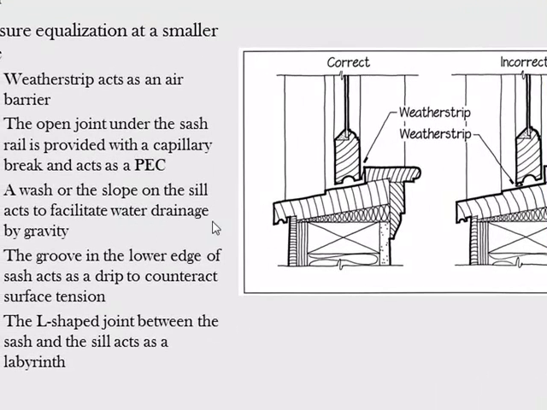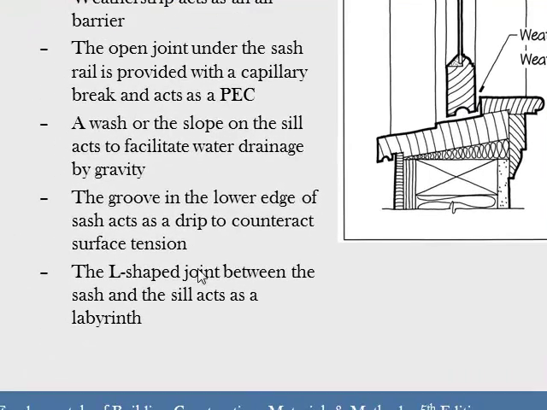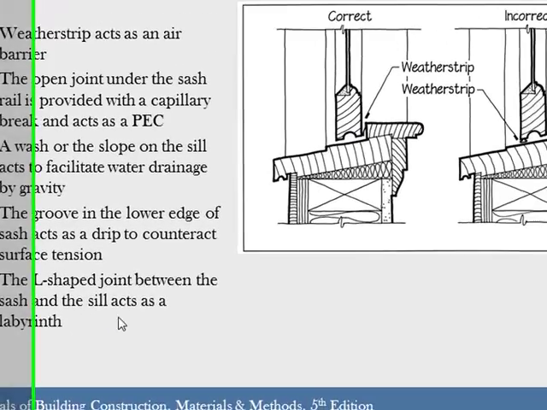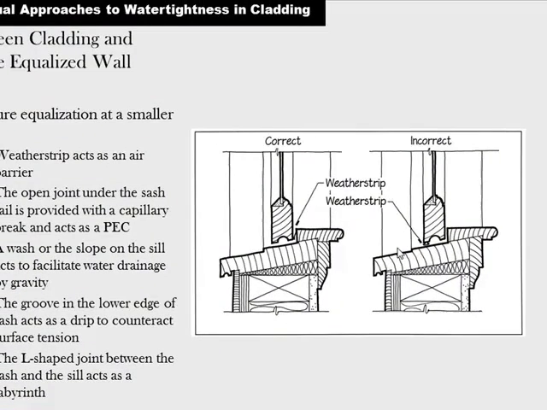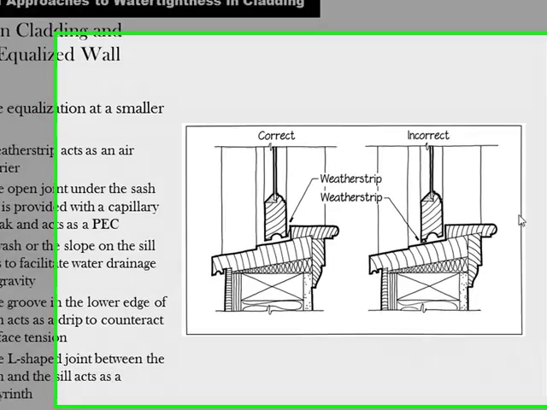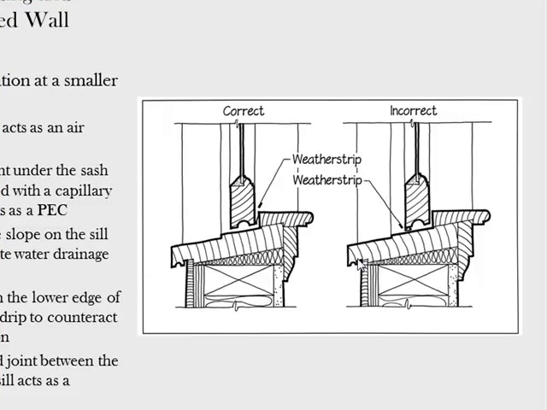The wash or the slope on the sill facilitates the water to go downhill toward the outside. The groove in the lower edge acts as a drip to counteract the surface tension. And the L-shaped joint between the sash and the sill acts as a labyrinth, this right here, so water won't go up. So this small window has all the same components that a large commercial structure would have. And you need to be able to identify those components in your design.